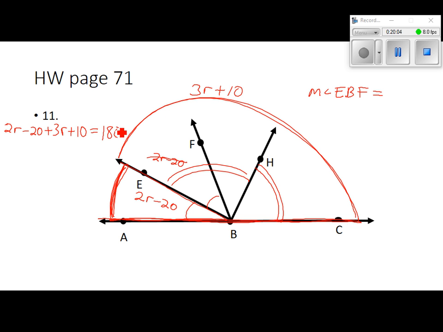You collect like terms, what do you get? 5R equals 190. Be careful. 5R, then what? Minus 10. Minus 10 equals 180. Kellen was a step ahead of us.